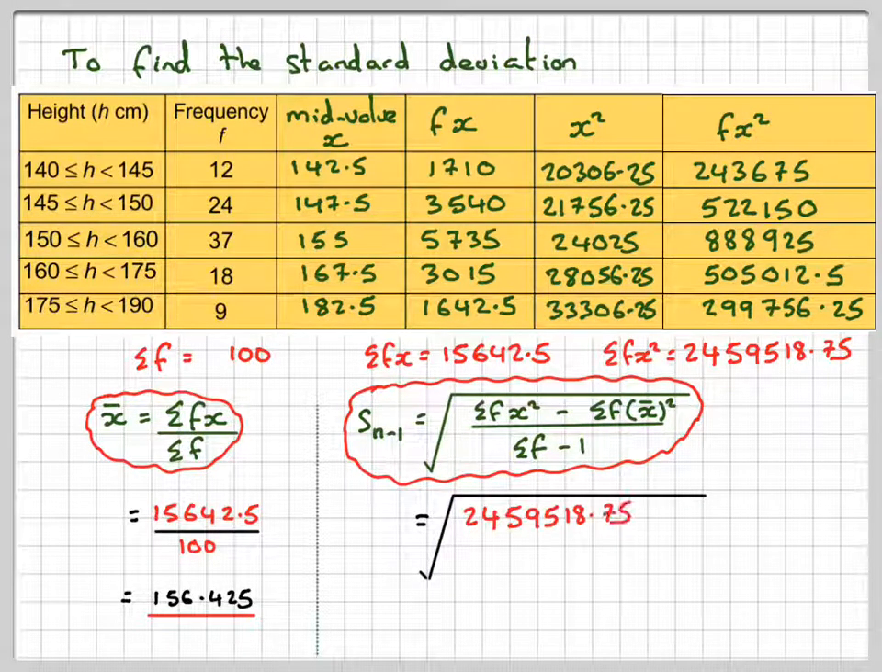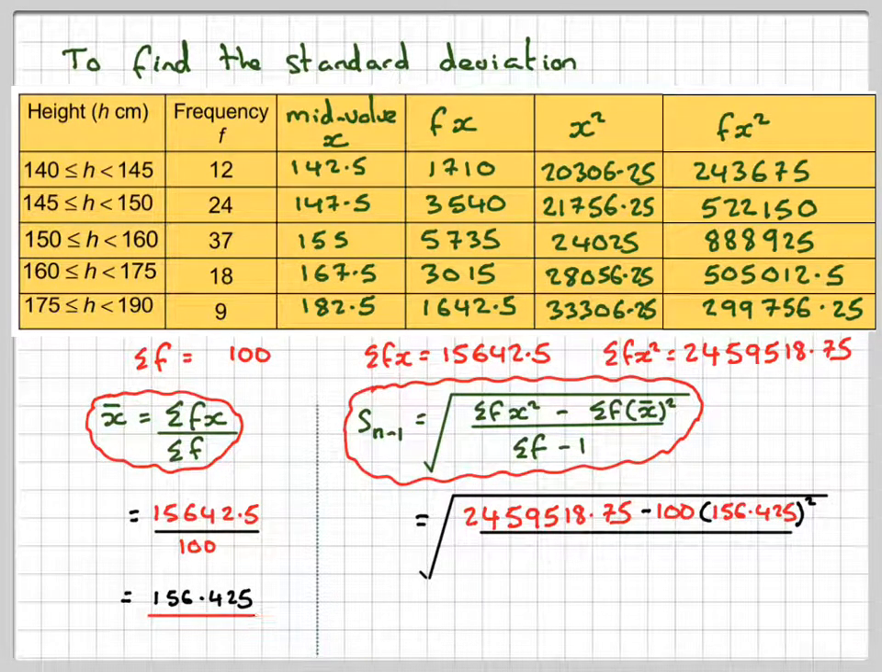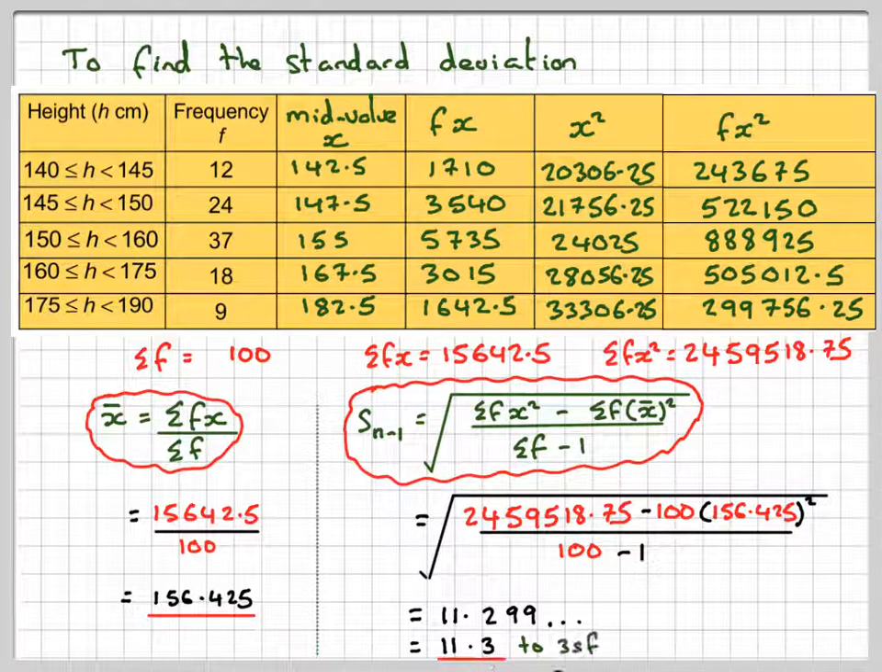So the unbiased estimate will be the square root of 2,459,518.75 minus 100, the sum of f, times the mean squared. So you don't round off the mean, divided by 100 minus 1, and that gives you 11.299, which gives you 11.3 to 3 significant figures. Now you can verify these results by putting the x values and the frequency into your calculator and then performing the right calculation, and you'll see you'll get the correct result.